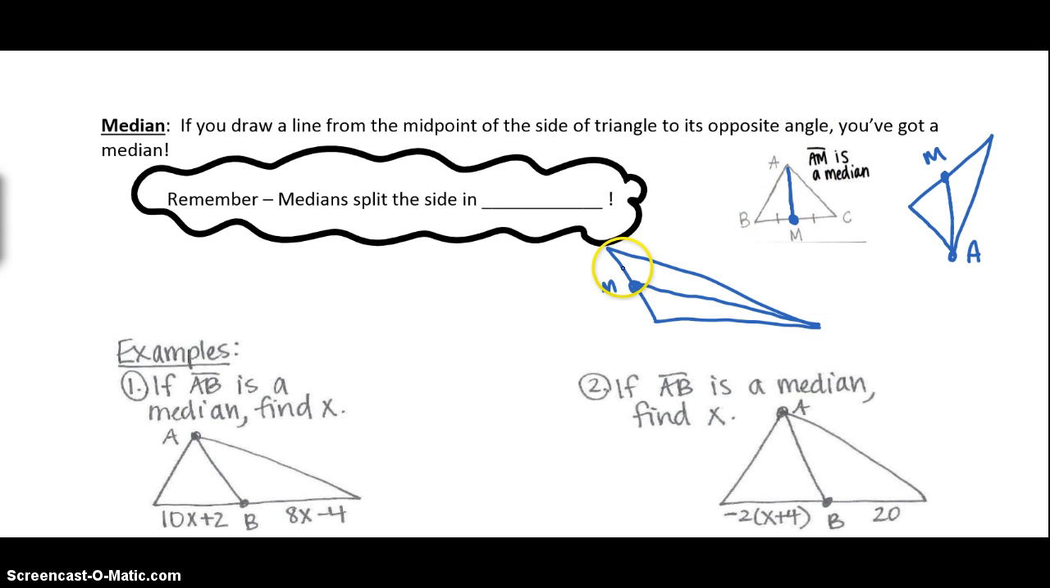Now think about this. If it's the midpoint, then this side and this side are congruent. Notice in the picture, these two pieces are congruent. Let's write that down. So BM would be congruent to MC. Same here. These two would be congruent. So remember, what does the median do? It splits the side into two congruent parts.